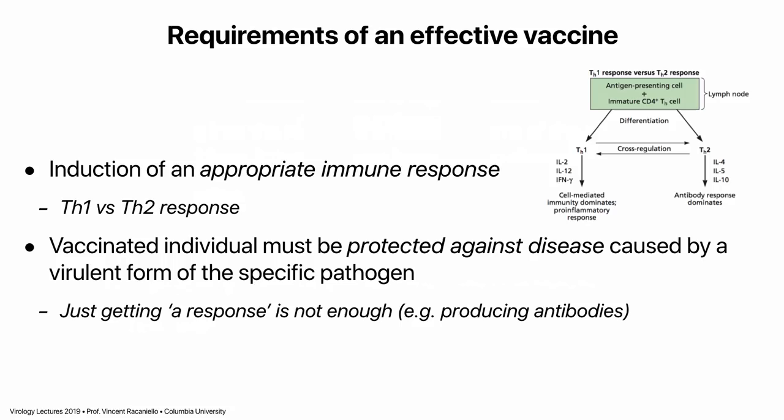So to make a good vaccine, there are a number of requirements. First of all, you have to make the right immune response. It has to be either Th1 or Th2, whatever it happens to be for that virus that is needed for protection.